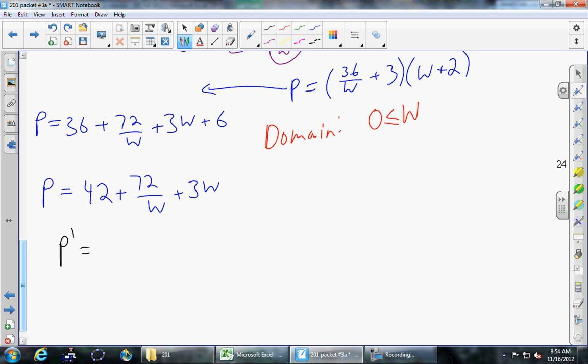P prime equals derivative of 42, 0. 72 over W, you could use the quotient rule. You could bring it up as a W to the -1. Some of you, I think, have maybe just memorized a separate rule for 72 over W. What is it? Yeah. So if that looks mysterious, it's just because some folks have memorized a special case. The derivative of a constant over x is just negative the constant over x squared. Plus derivative of 3W, 3. Super.